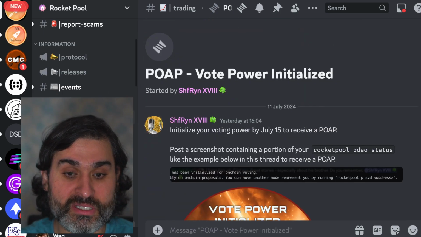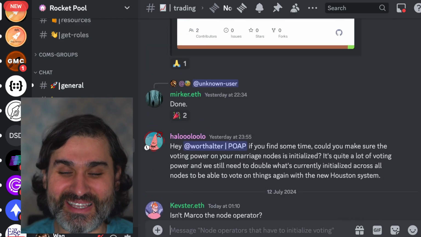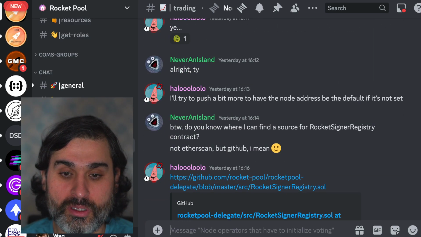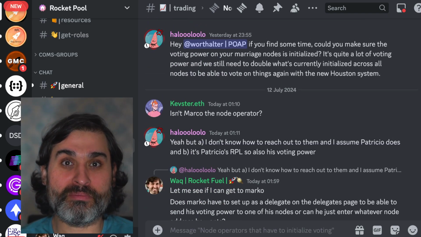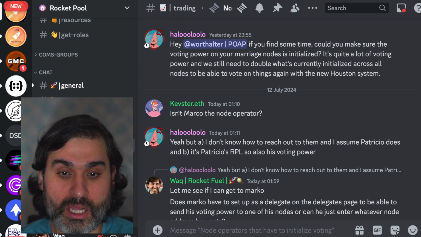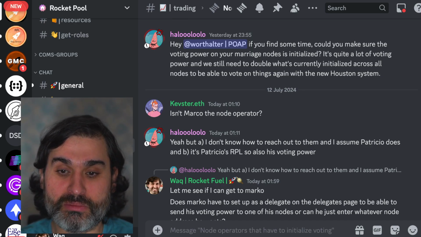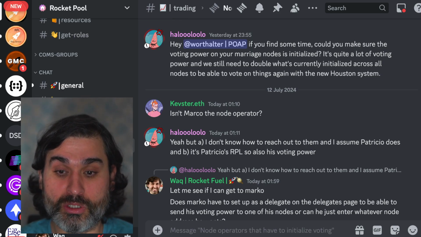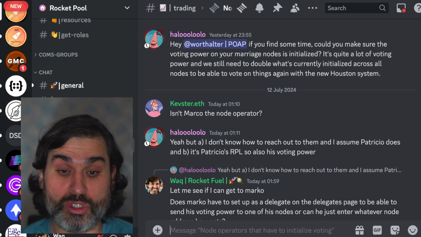We also have this thread where people are kind of haranguing different node operators based on their addresses that they can see, and the latest people to be harangued are Marco Barco and Patricio Walthalter. And here Halulu says, "Hey Patricio, if you find some time, could you please make the voting power on your managed node initialized? It's quite a lot of voting power, and we still need to double what's currently initialized across all nodes to be able to vote on things again with the new Houston system."